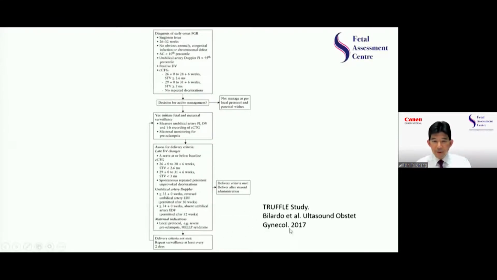The Truffle study, which is pretty much adopted by the ISUOG guidelines, shows that if you do not meet the delivery criteria, repeat surveillance every 2 days. So the arrow goes back here, and you monitor the fetus using the umbilical artery, ductus venosus and the CTG every 2 days, until you meet the criteria for delivery, then you deliver.